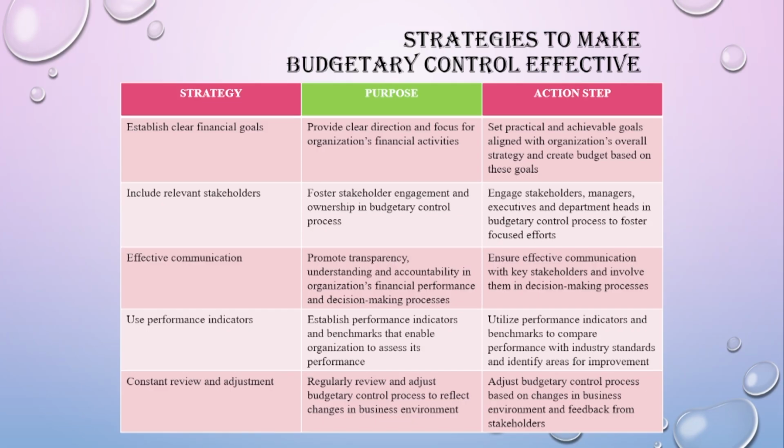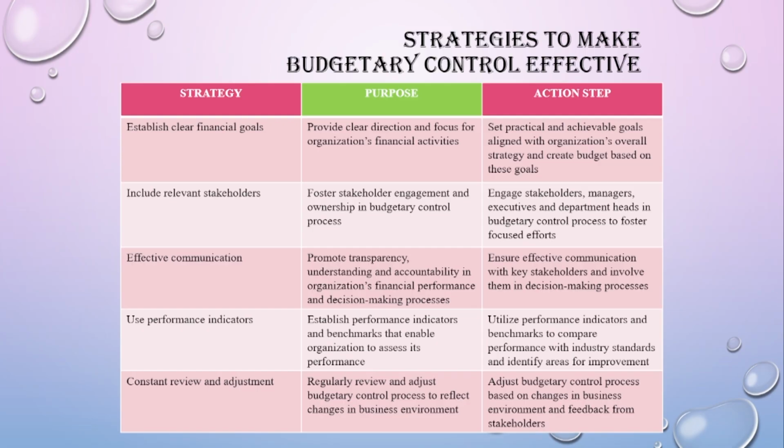Second strategy, include relevant stakeholders. What is the purpose? The purpose is to foster stakeholder engagement and ownership in the budgetary control process. Action step, engage stakeholders, managers, executives, and department heads in the budgetary control process to foster focused effort.